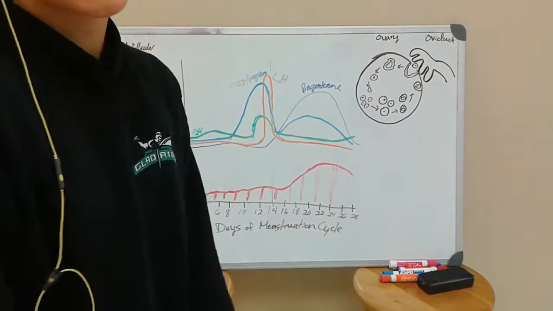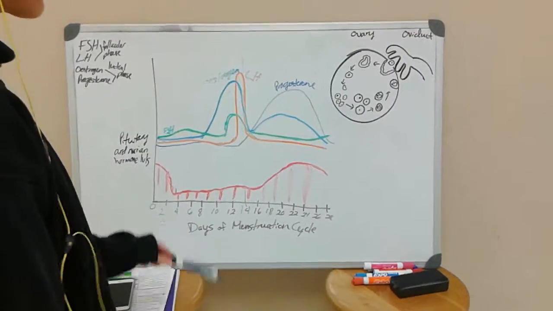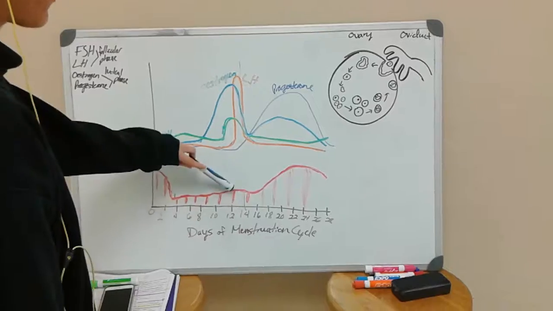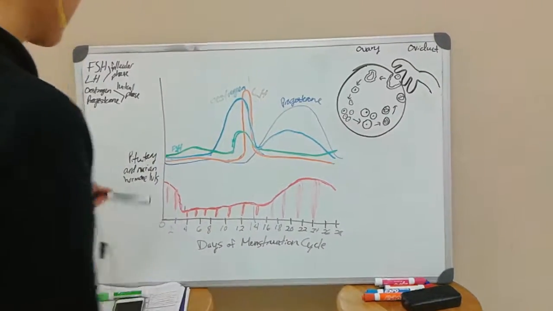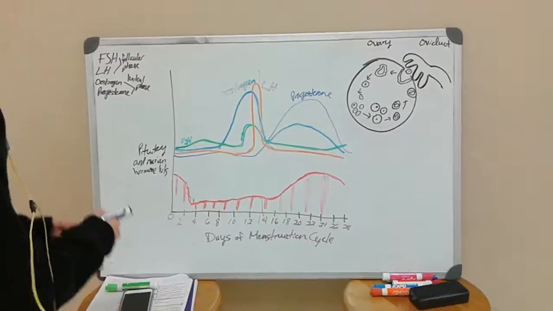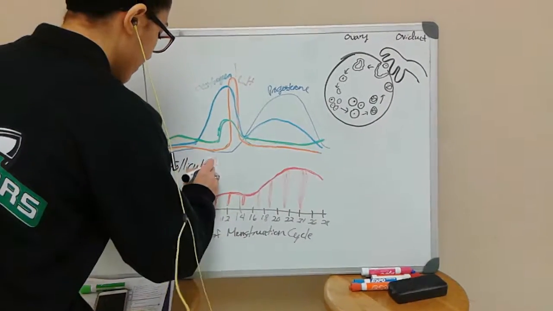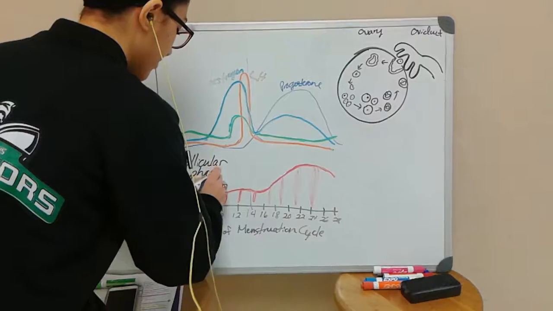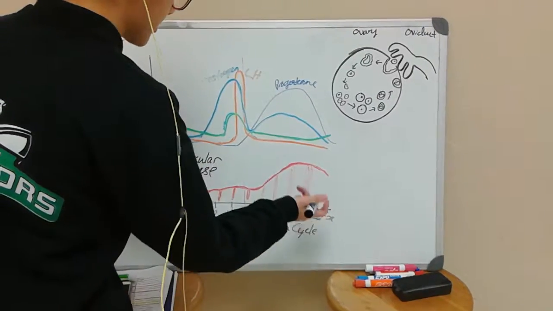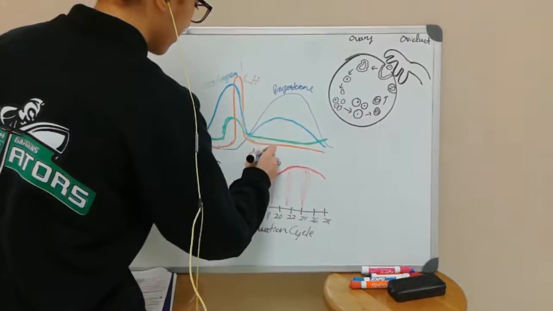So this is the menstruation cycle. It's an average of 28 days long, and ovulation occurs around day 14. So from days 0 to 14, that's known as the follicular phase. And after, from day 14 to day 28, is known as the luteal phase.